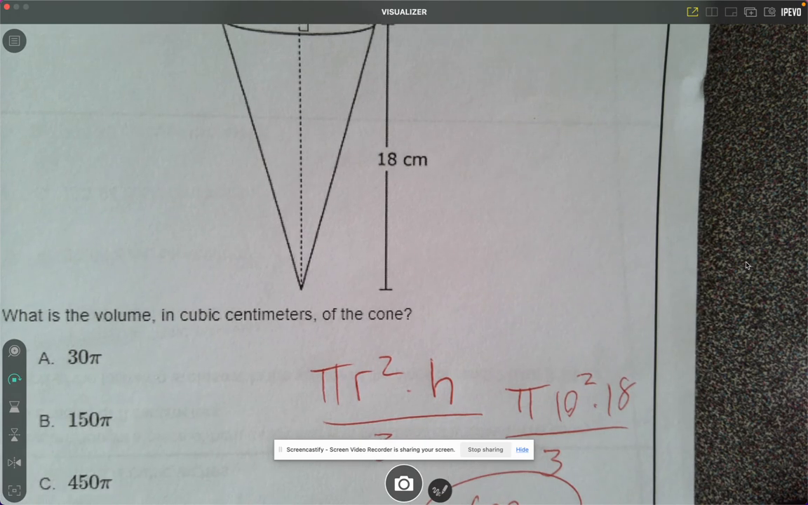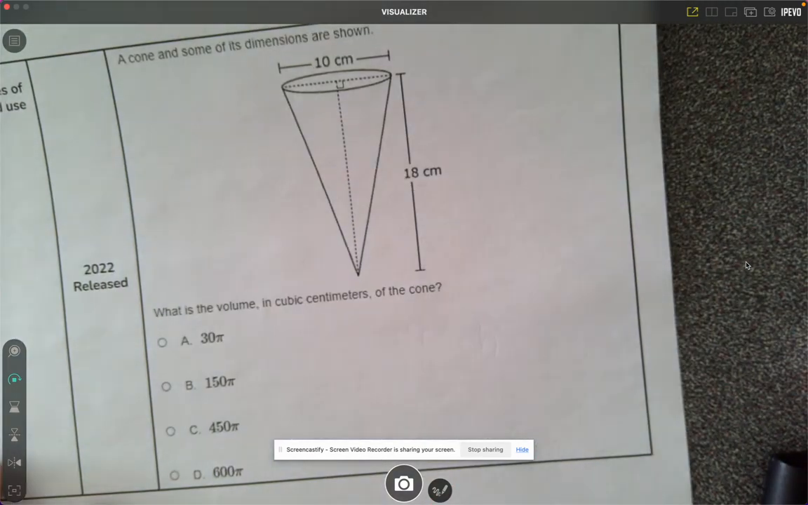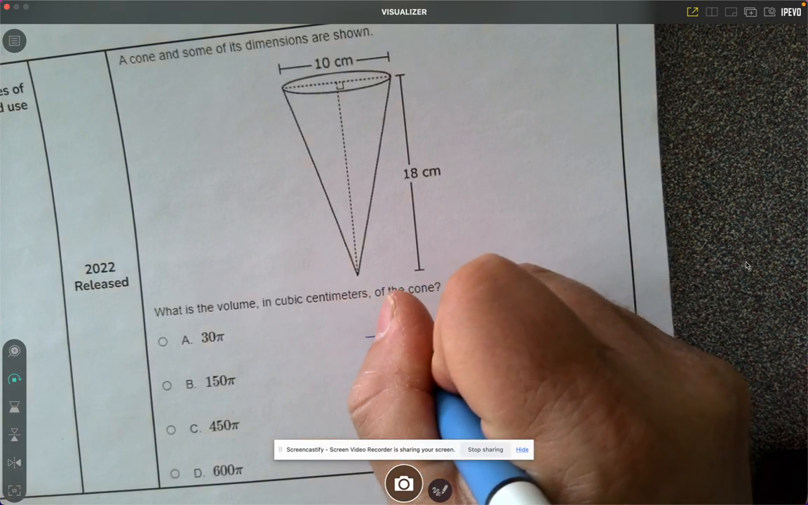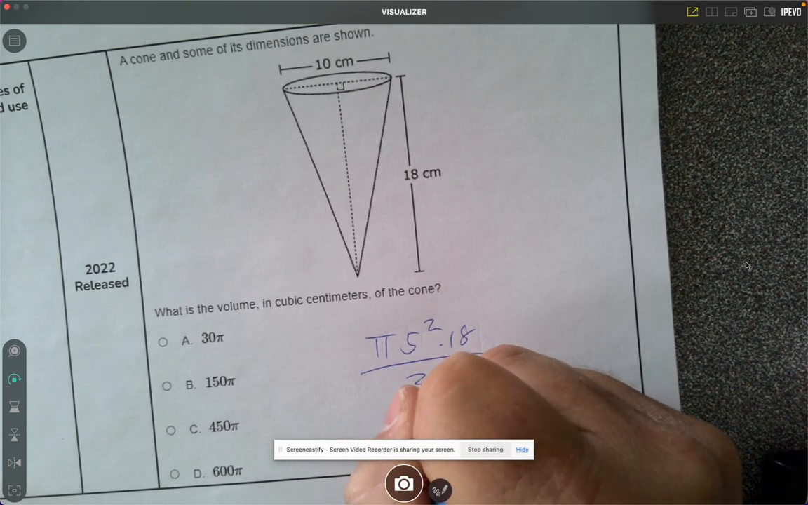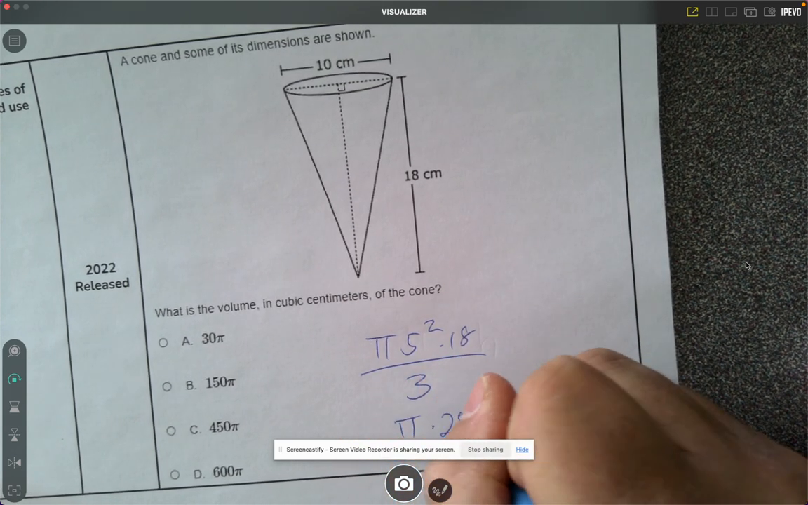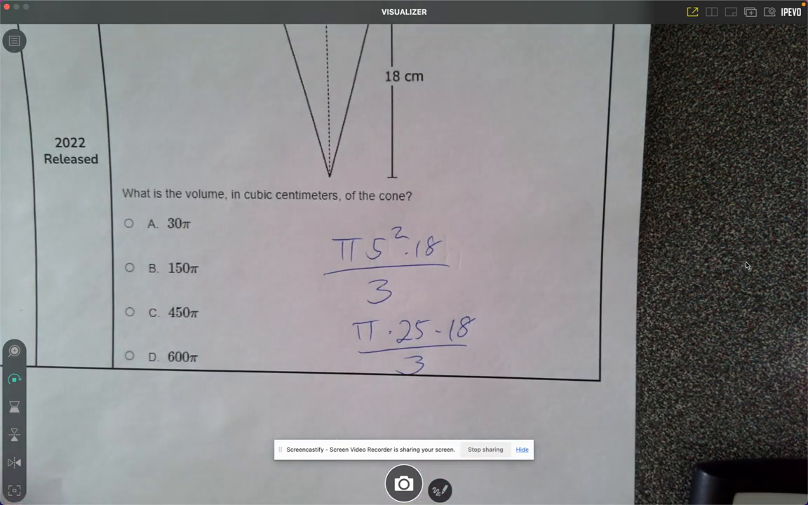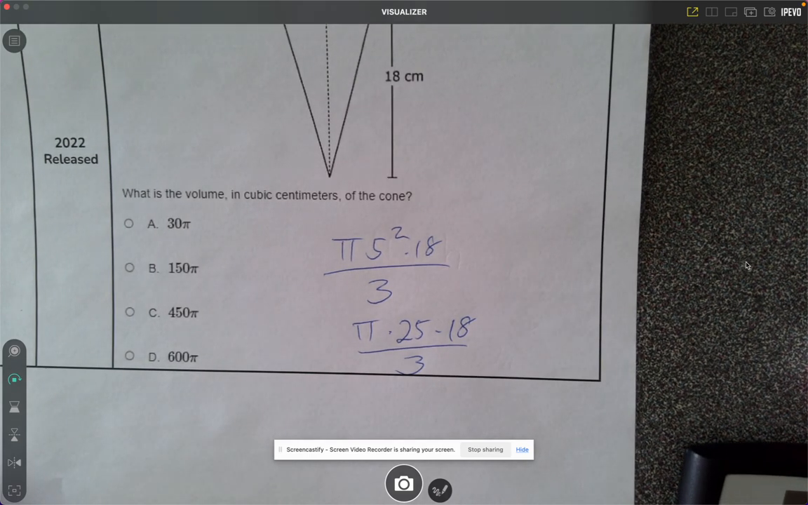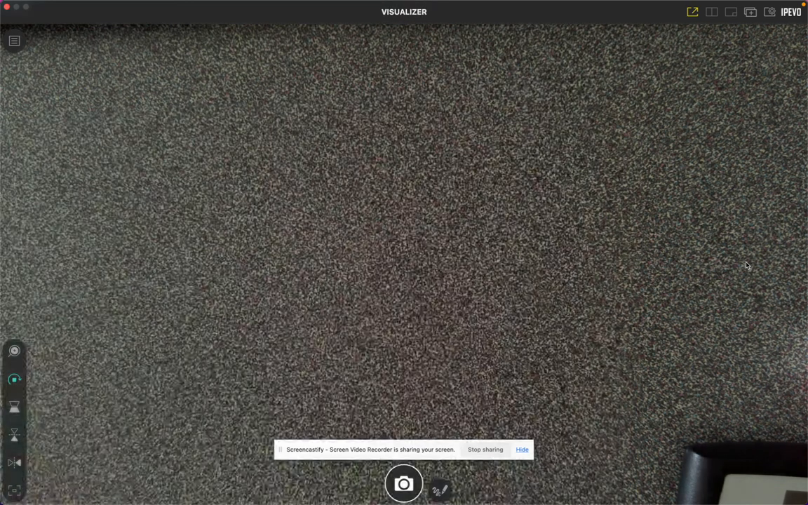Looks good to me. Anyone see a math by mistake? Hopefully you do. I used the wrong radius. The radius is not 10, the radius is 5, so it's pi 5 squared times 18 divided by 3. That's going to be 25 times 18 divided by 3. The answer is 150 pi. So hopefully you caught that mistake.